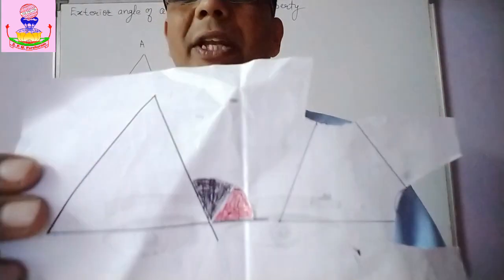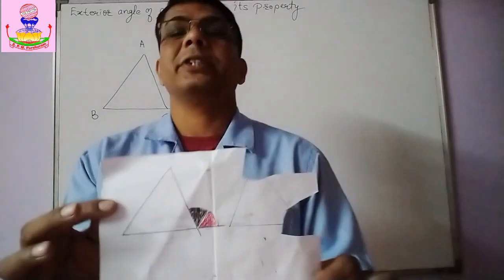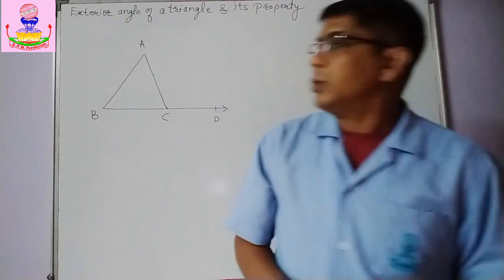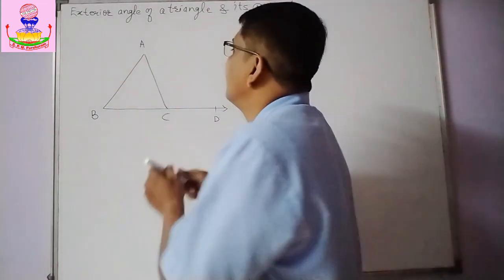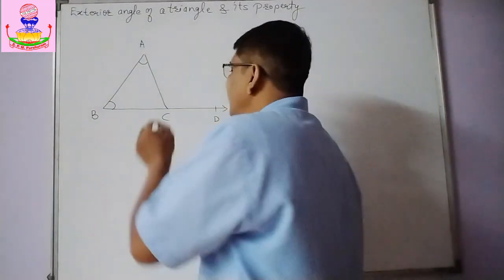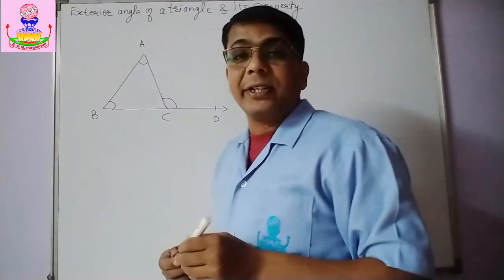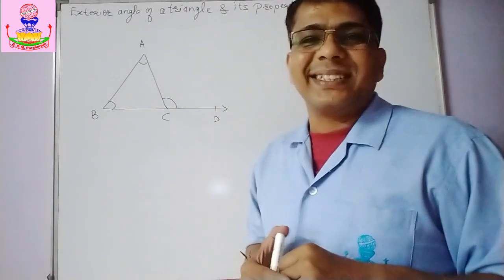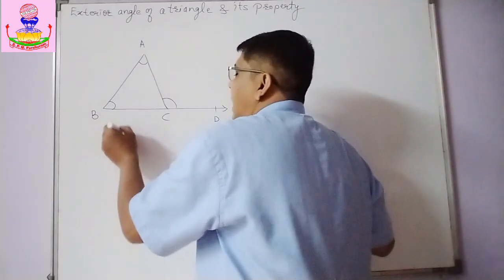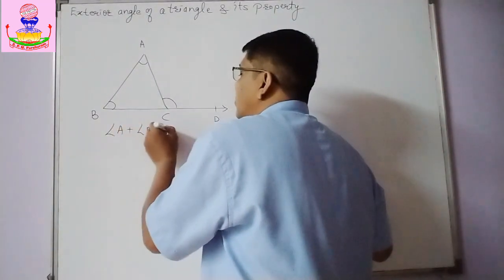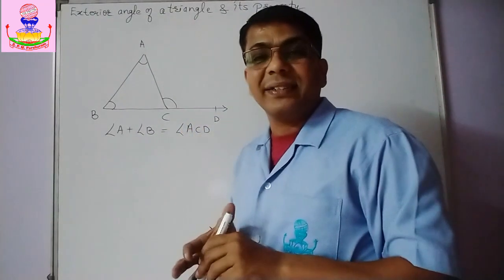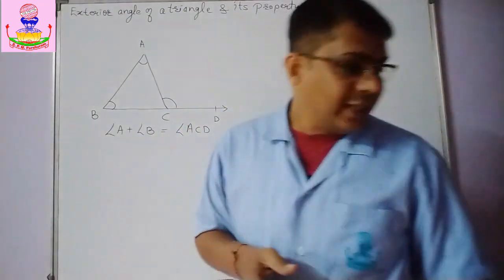Now you can do this activity. Definitely, surely you will enjoy it and you will understand the property very well. And the other way you can do it is, what do you do? Measure angle A, measure angle B, and then measure angle ACD with the help of a protractor. Till you don't make a mistake, you will always get the sum of these two angles. You will always have angle A plus angle B equals angle ACD. Try it. Do these activities.